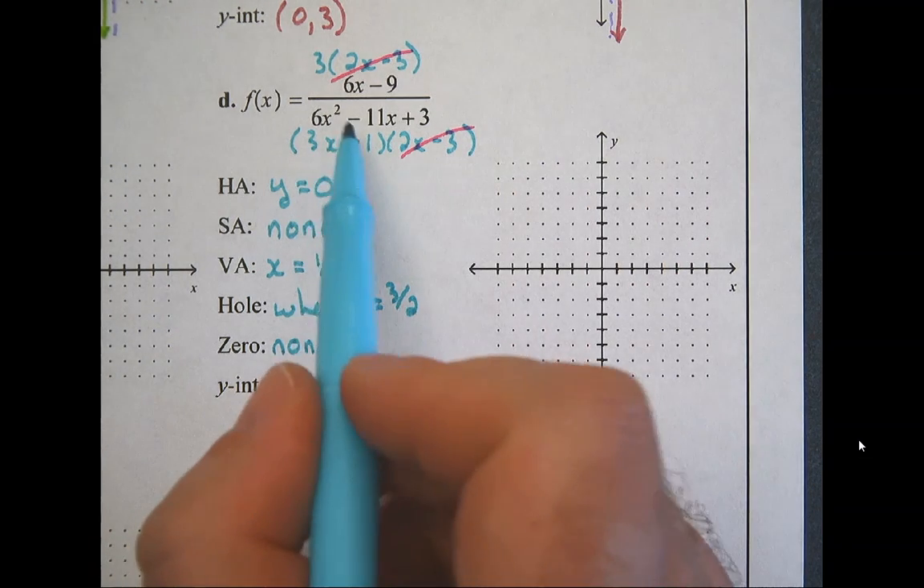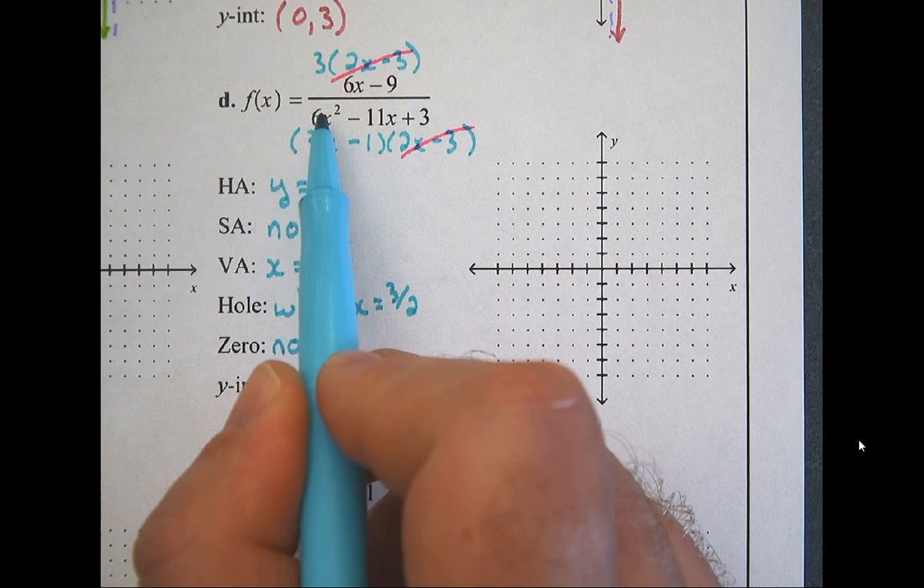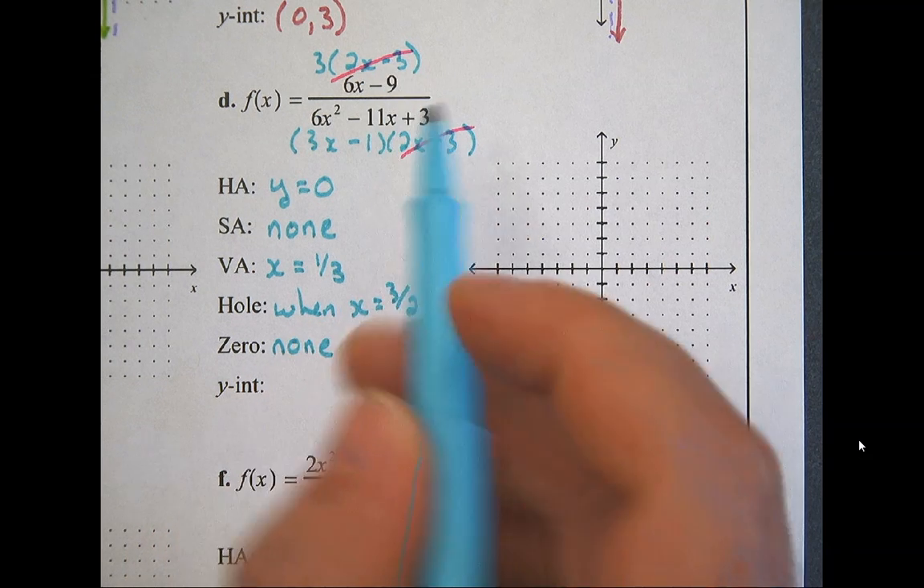And then our y-intercept is when we put a 0 in for x. So when I put a 0 in for x, I get a negative 9. 0 gone, 0 gone, so negative 9 divided by 3 is negative 3.